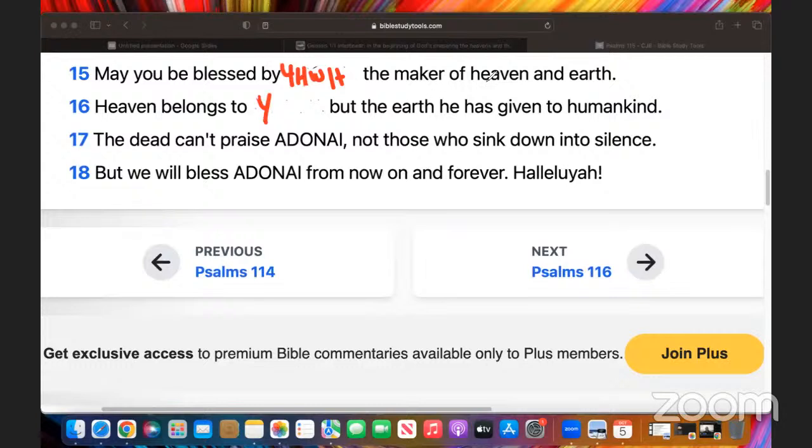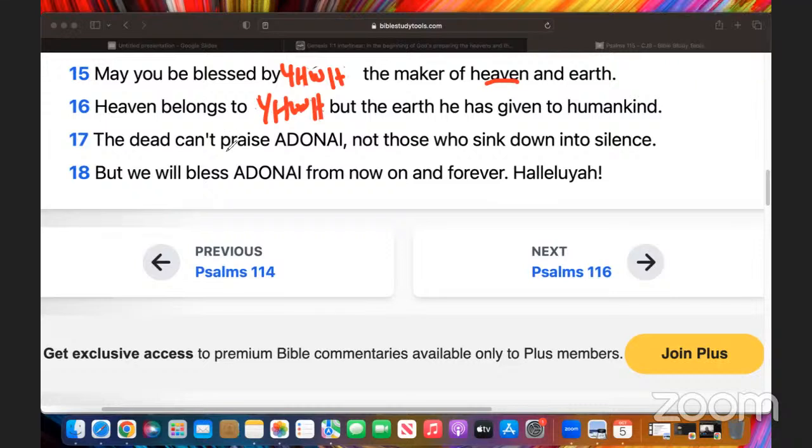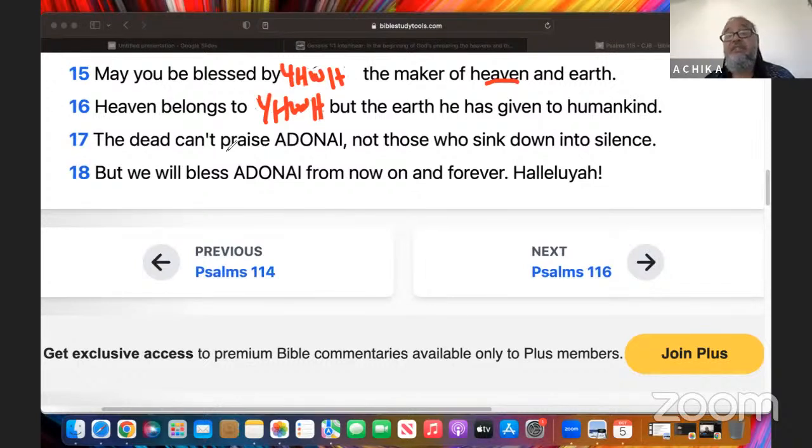Okay, so heaven here is the heavens that you saw in Genesis chapter 1, verse 1. And he's the maker, right? So he's making all that. So the next one says what? Heaven belongs to Yah, but the earth he has given to the humankind. So the heavens belong to Yahweh, but the earth he has given to humankind.